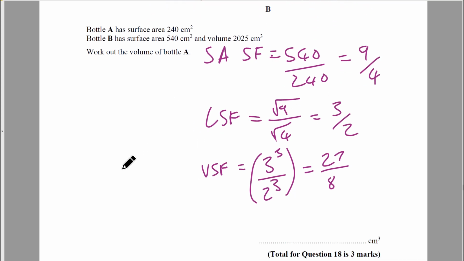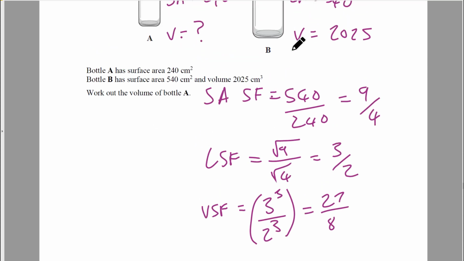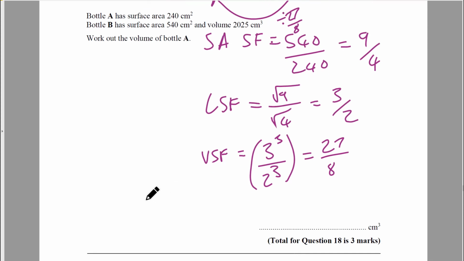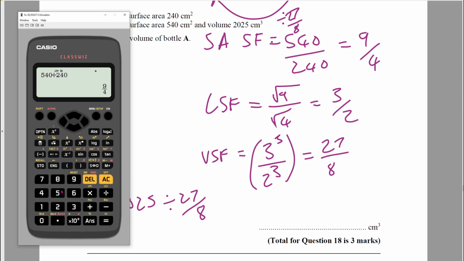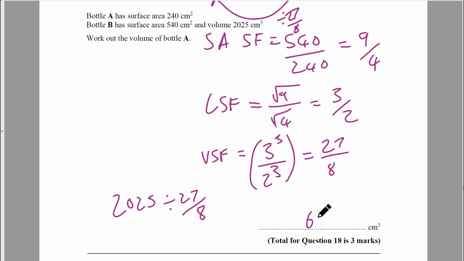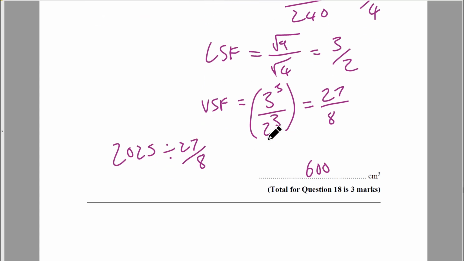So to get the volume of A, we're going to divide by 27/8, but it's on the calculator paper, so divided by 27/8, and you can do that without a calculator by doing keep, change, flip. They will give you easier numbers than that. Yep, 600. Lots of marks in your pocket there, guys.